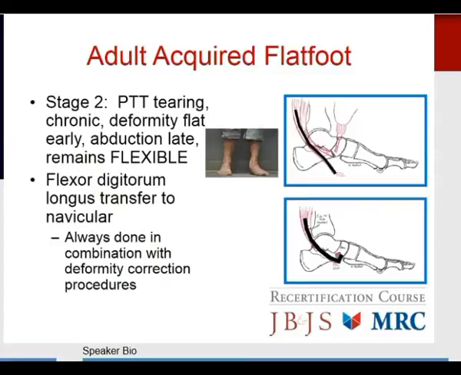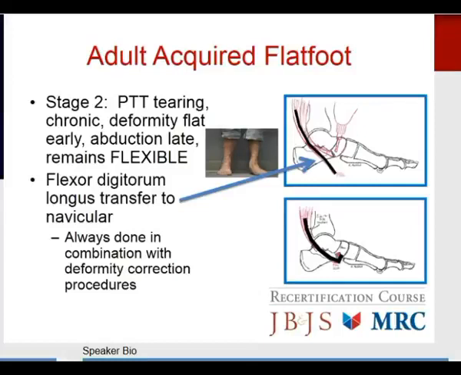And so in this case, we do a flexor digitorum longus tendon transfer, where we take the FDL and we transfer it to the navicular to create a new tendon on the inside of the foot. We recognize that the FDL is only 1/3 as strong as the natural posterior tibial tendon. So we have to do other procedures to complement what we're doing in that tendon transfer.